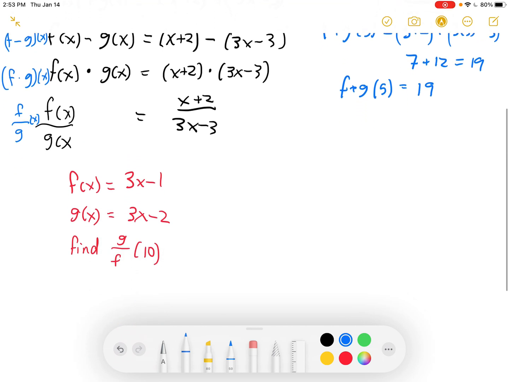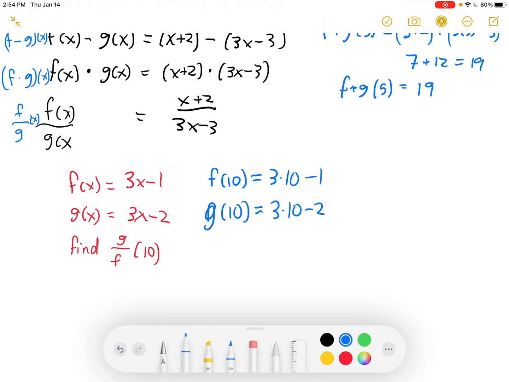Now let's go ahead and look at just another example. And this time we have f of x is equal to 3x minus 1, and g of x is equal to 3x minus 2. We want to find g over f of 10. Well, we would simply plug in our numbers. So we get f of 10 is equal to 3 times 10 minus 1. G of 10 is equal to 3 times 10 minus 2.